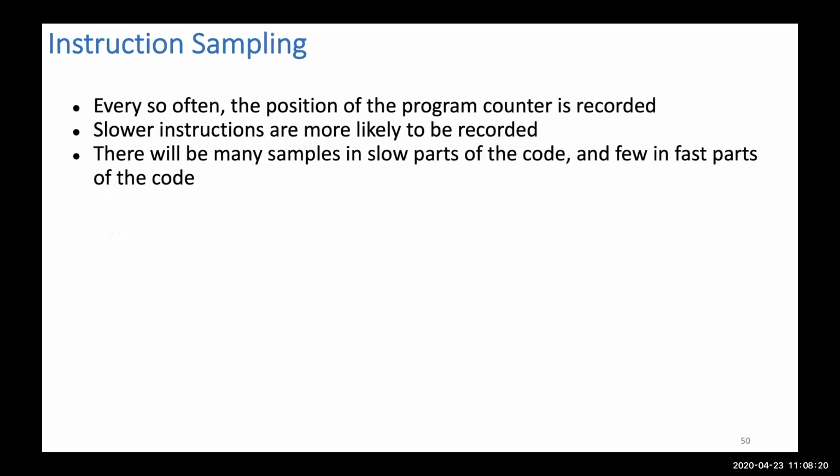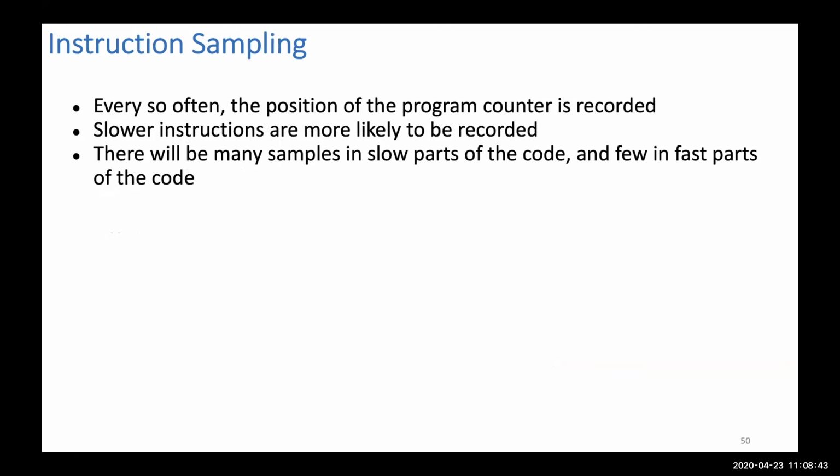So this basically works through something called instruction sampling, and at a high level, how instruction sampling works is that every so often the position of the program counter is recorded, right? In newer GPUs, every single thread has an independent program counter, and every so often we're just going to say, stop everything, where is everyone's program counter at?